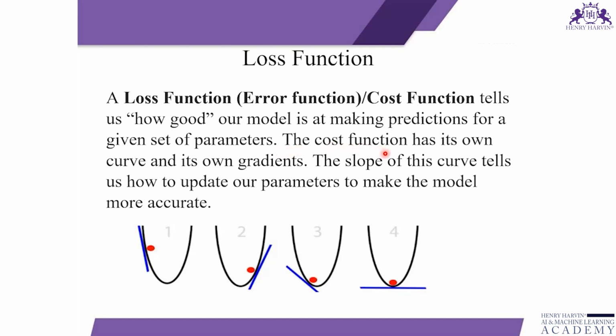So the cost function has its own curve and its own gradients. The slope of this curve tells us how to update our parameters to make the model more accurate. So into this one, we can say that here the slope is negative, right? So from that we can find out that the weight has to be increased.